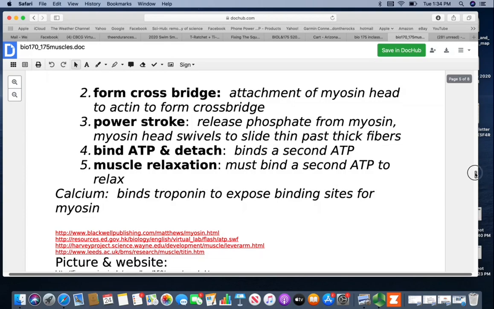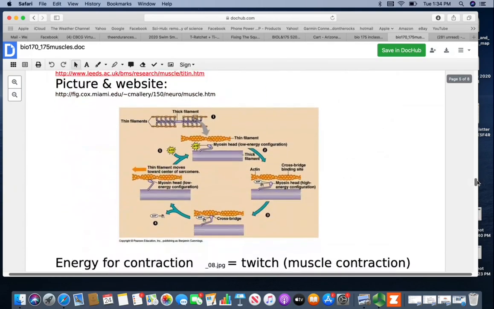So there are a couple of pictures in your notes here that you may find helpful. I personally find the animations more helpful in visualizing this process, but if the picture works, great, use it for you.